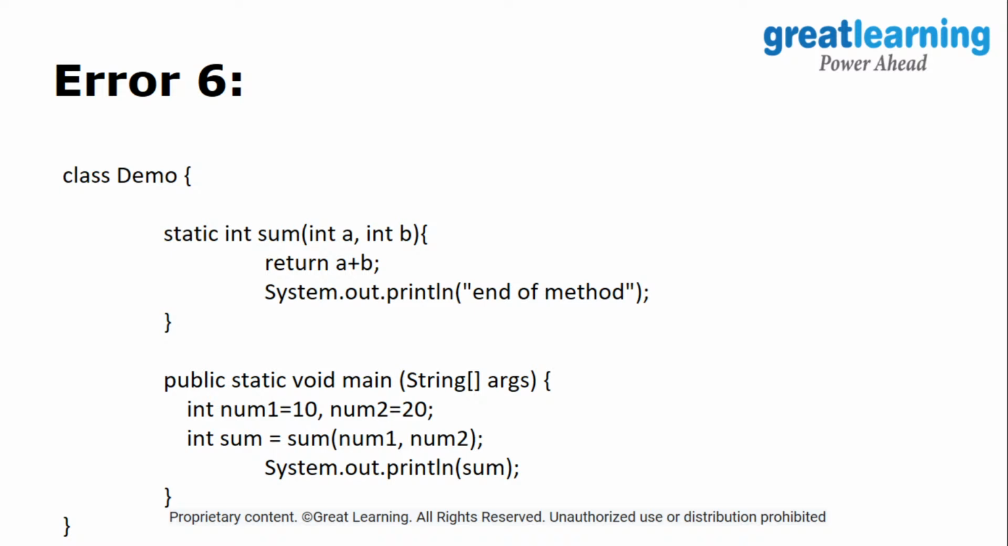Now quickly confirm what is happening over here. You have a class demo, and then there is static int sum with int a and b. Then you are returning it. If it is not returned, then you are printing it. Public static void main, you are passing in the arguments.